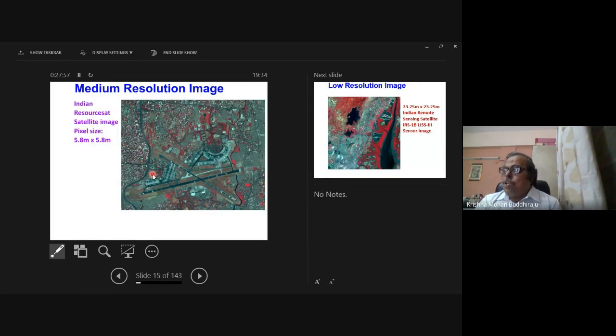Okay, at this resolution, when you see the image, you can see some kind of a textured pattern, like you can see checks, buildings with roads in between. You cannot see the individual buildings with the kind of detail that you saw in the high resolution image.